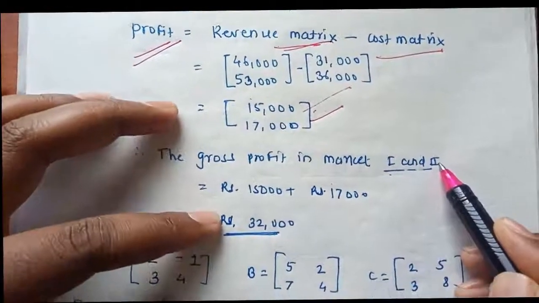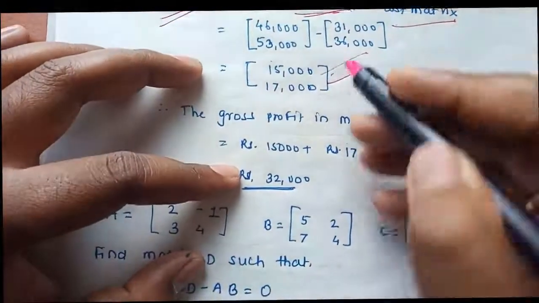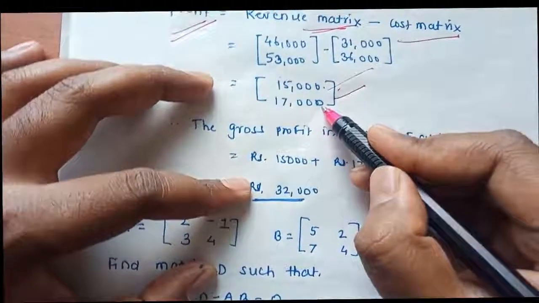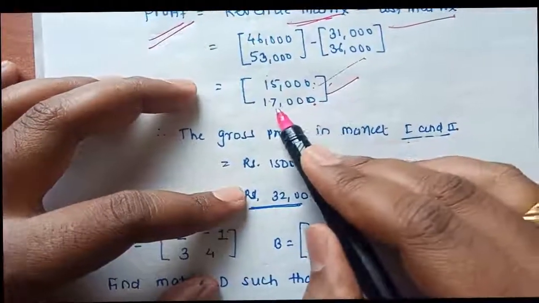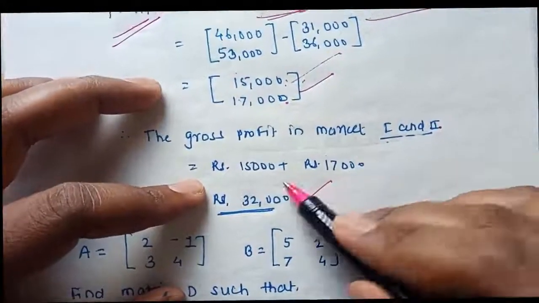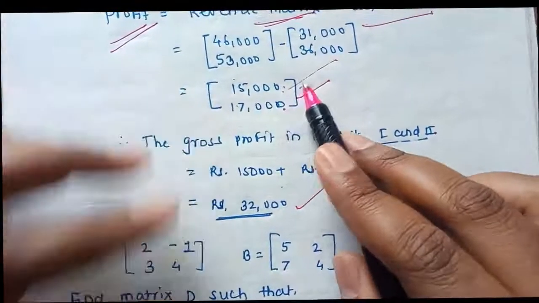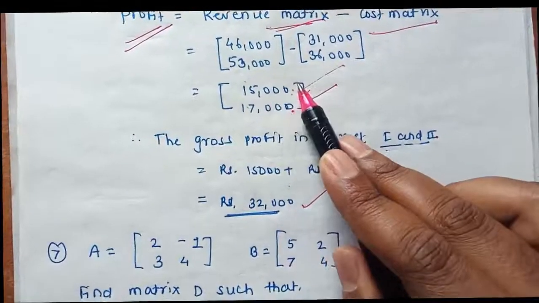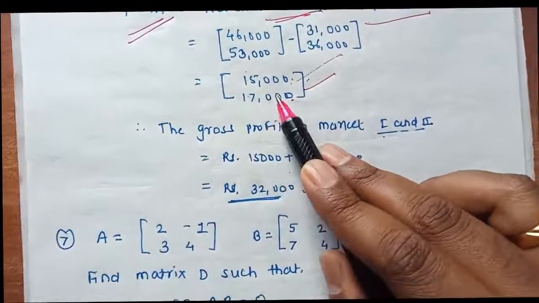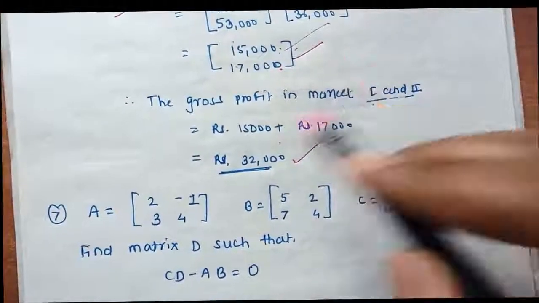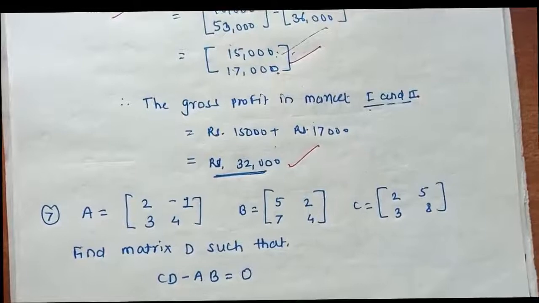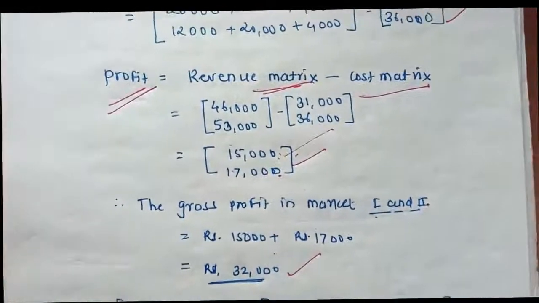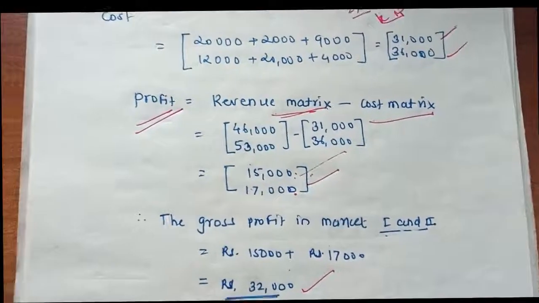If I want to find the total profit, it is market 1 plus market 2, that means 15,000 plus 17,000 is 32,000. If I have to find the profit for each market individually, in market 1 he got a profit of 15,000, and in market 2 he got a profit of 17,000. So in this way we can find the profit, revenue, percentage or selling price by using the matrices.